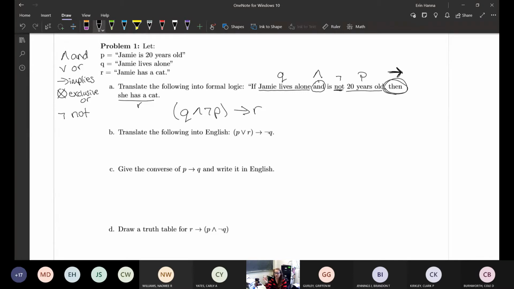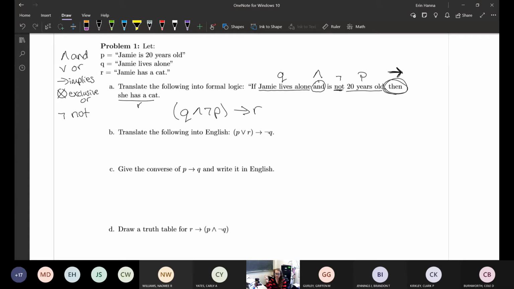Also remember that anything that comes before the then, if it's more than one letter, because if it was a not P by itself, then you wouldn't really need parentheses. But if it's got more than one letter in there, make sure to put anything before then in parentheses, or else it's technically not right. So be careful of that.